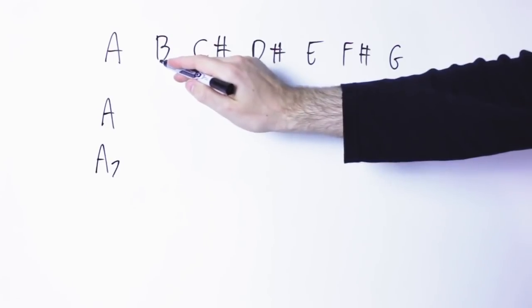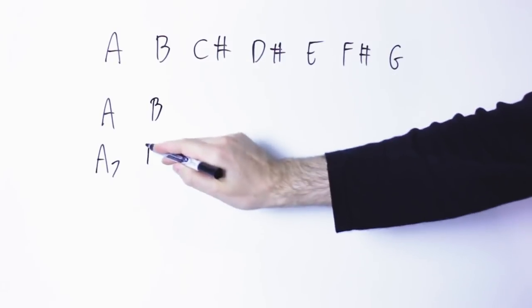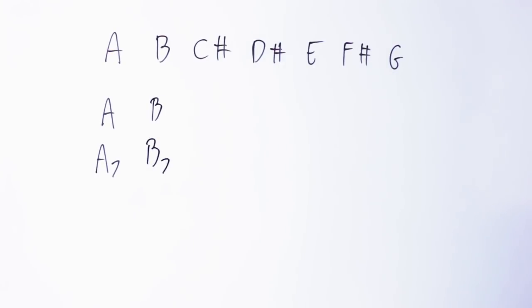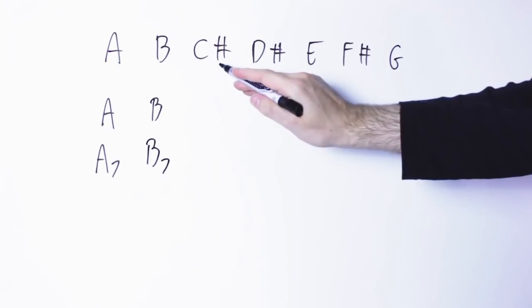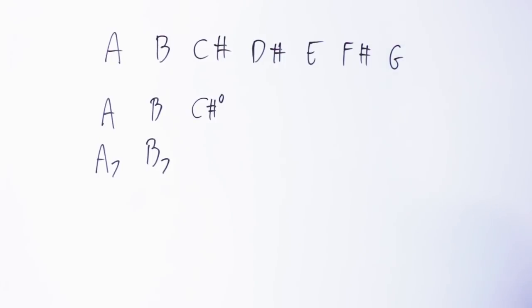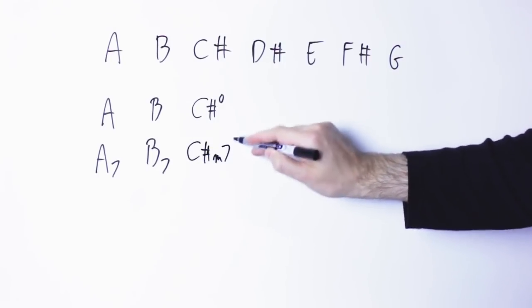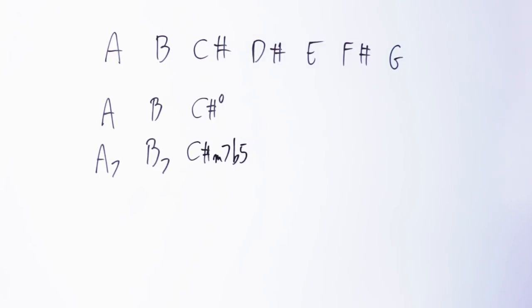On the B note, I can build a B major, B, D sharp, F sharp, or a B7 if I include the seventh, which is the A note. On the C sharp note, I can have a diminished triad, C sharp, E, G, and if I include the seventh note B, I have a C sharp minor 7th flat 5.